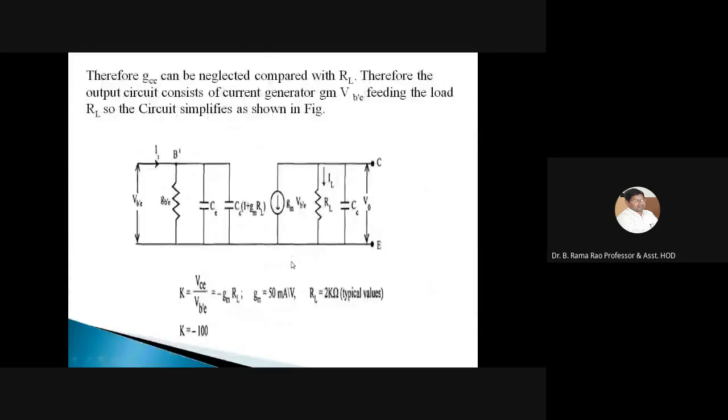Now from the alpha cutoff frequency and beta cutoff frequency, we are going to express the parameters f_t, f_beta and f_alpha. f_t is the unity gain frequency. f_beta is the beta cutoff frequency, which is 1 by root 2 times h_fe, that is 0.707 times h_fe. Then what is the alpha cutoff frequency? We'll explain these three in the next class.